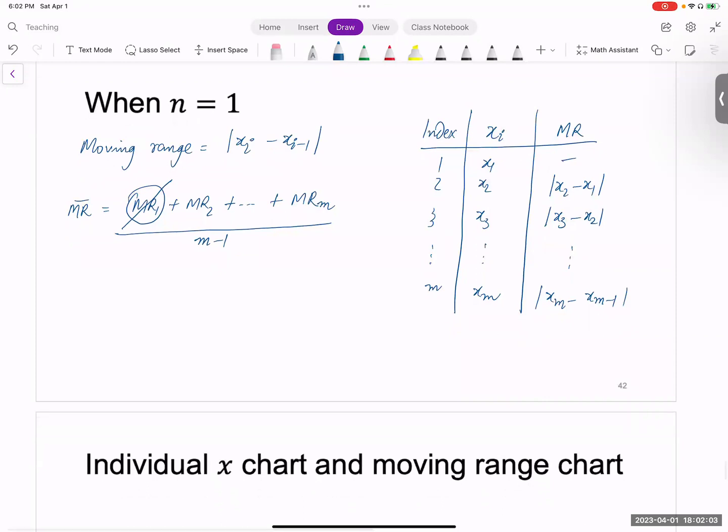And then we use the moving range for estimating, or you can also say monitoring, variability. It's like a substitute for the sample standard deviation or range. And then you have your usual x bar, which is 1 over m times the summation of xi, i equals 1 to m.